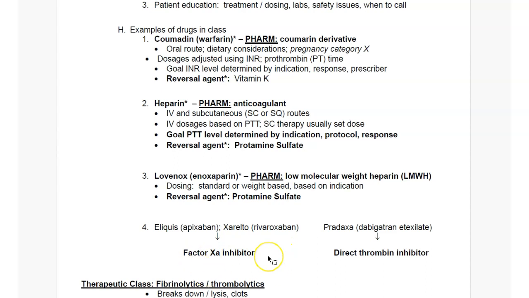Now, other anticoagulants are your Eliquis or apixaban, or Xarelto or rivaroxaban. These are factor 10A inhibitors. So XA, right? It's in their name, XA. So this tells you that these are factor XA or 10A inhibitors. Now we also have Pradaxa or dabigatran etexilate, which are direct thrombin inhibitors. So as you can see, they affect different parts of the clotting cascade.